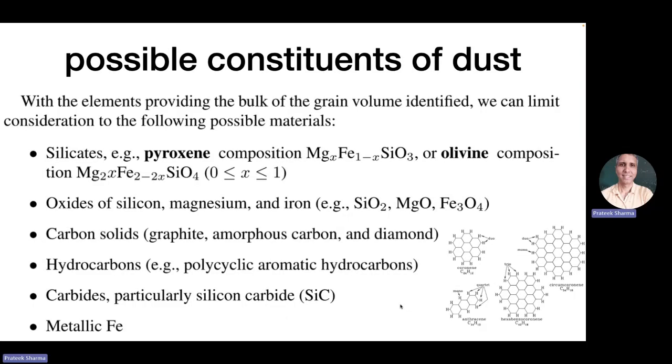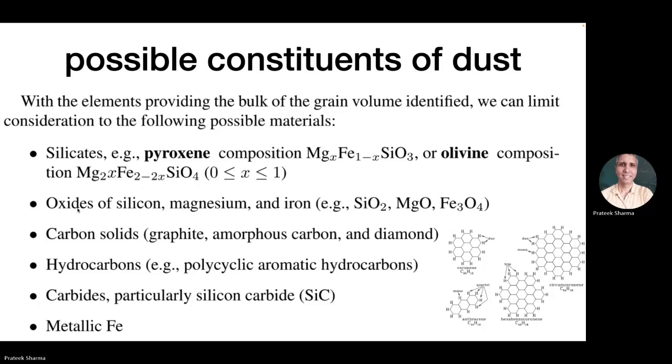Okay. What are the possible constituents of dust? So we have identified the elements, right? That there should be a lot of oxygen, carbon, aluminum, iron. But in what form, what compound should they form? So people consider silicates. These are minerals, pyroxenes, which have composition like this. If you do courses in earth sciences, you'll encounter this all the time. So these magnesium, iron silicates, or olivines, which are somewhat different but very similar to these.